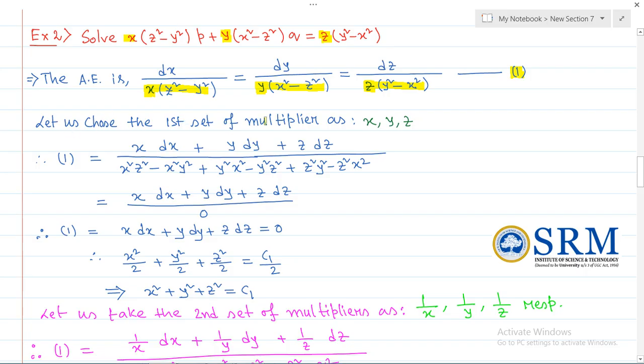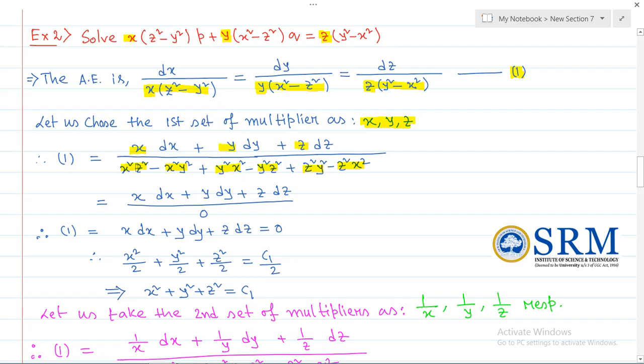So let us choose the first set of multipliers as x, y, z respectively. So what will happen? x dx plus y dy plus z dz in the numerator. Denominator it will become x square z square minus x square y square. Here it is y square x square minus y square z square. Here it is z square y square minus z square x square.